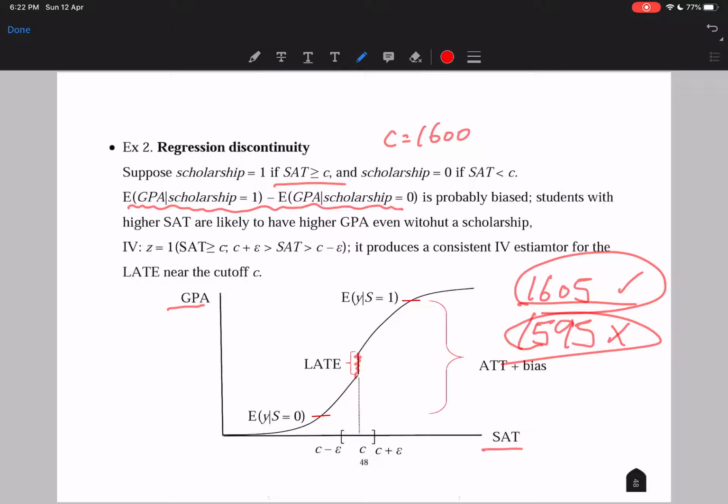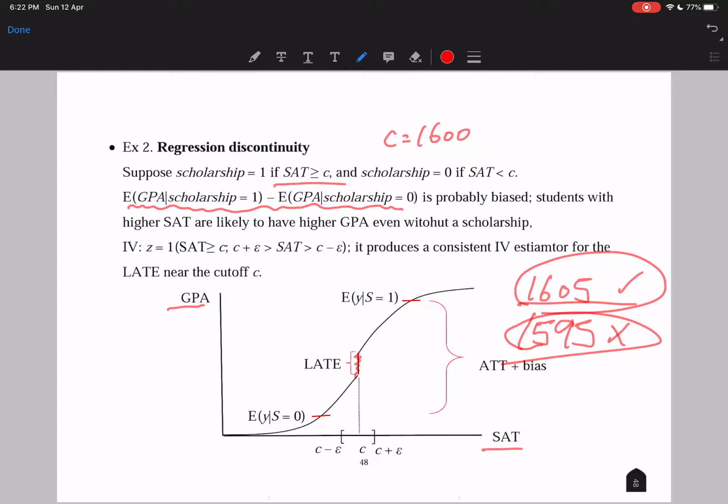Because if we are willing to assume that people slightly above the cutoff and people slightly below the cutoff have similar academic ability, and that it's just some natural randomness that makes them slightly above the cutoff or slightly below the cutoff, then we can actually get the local average treatment effect.